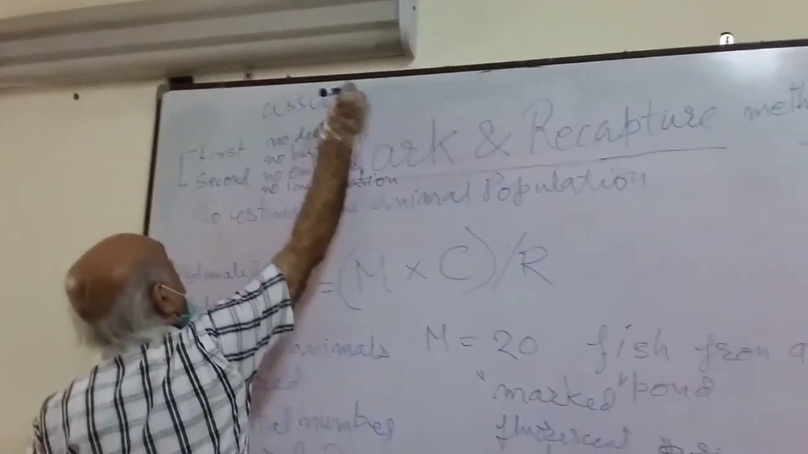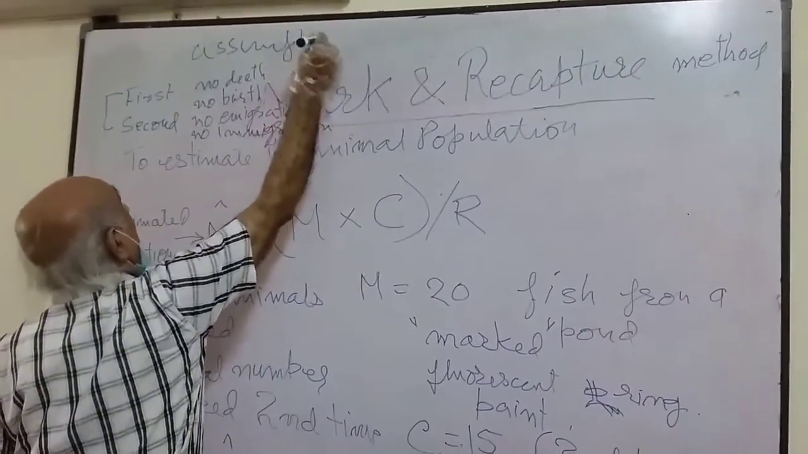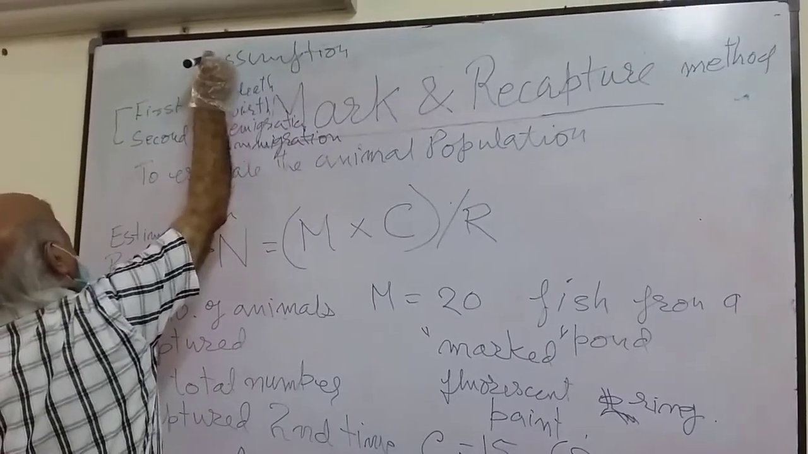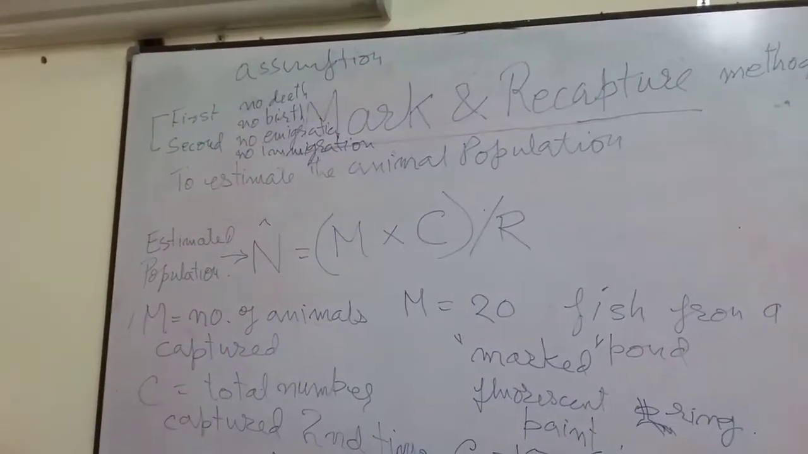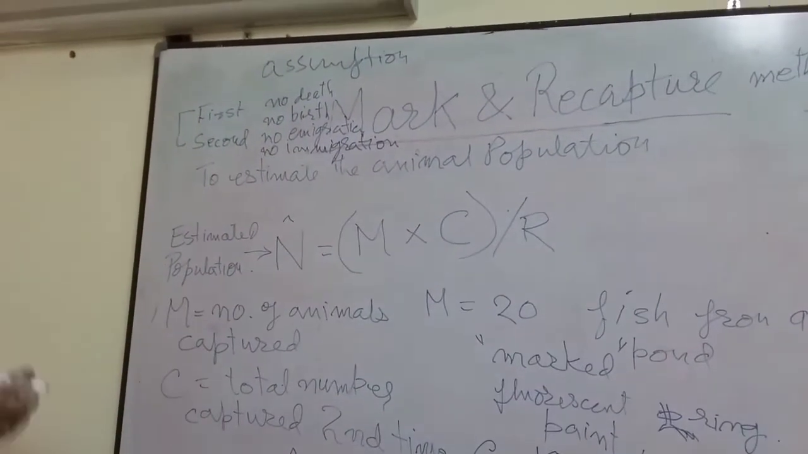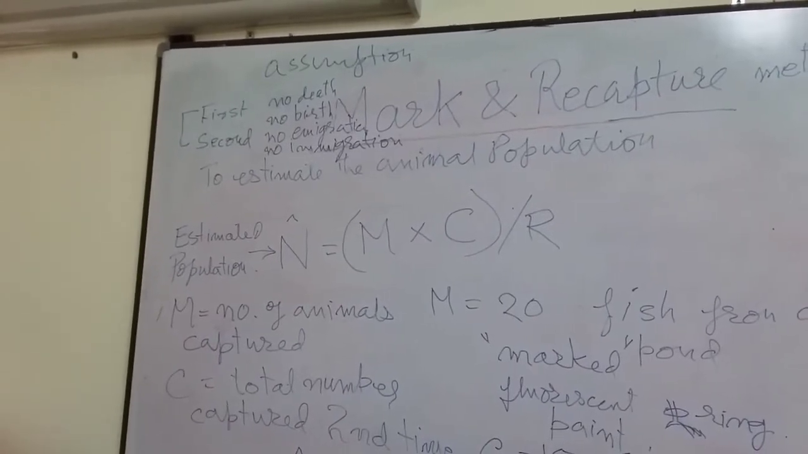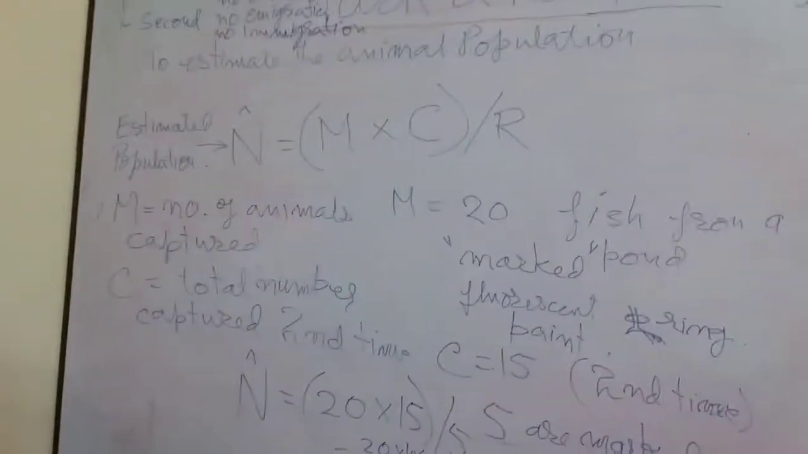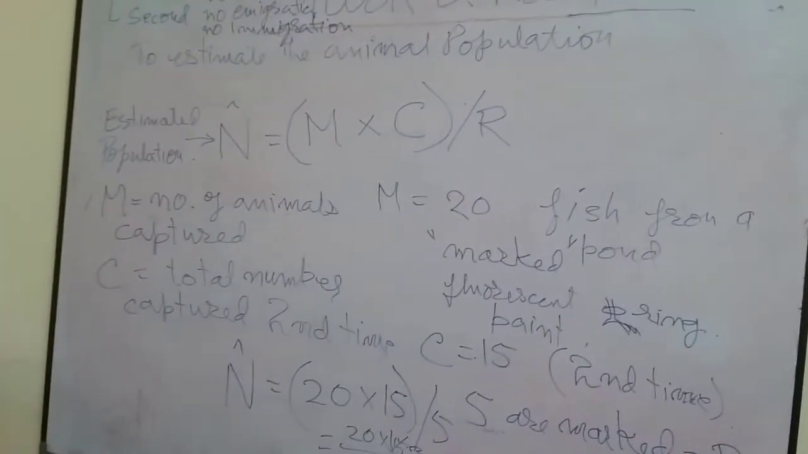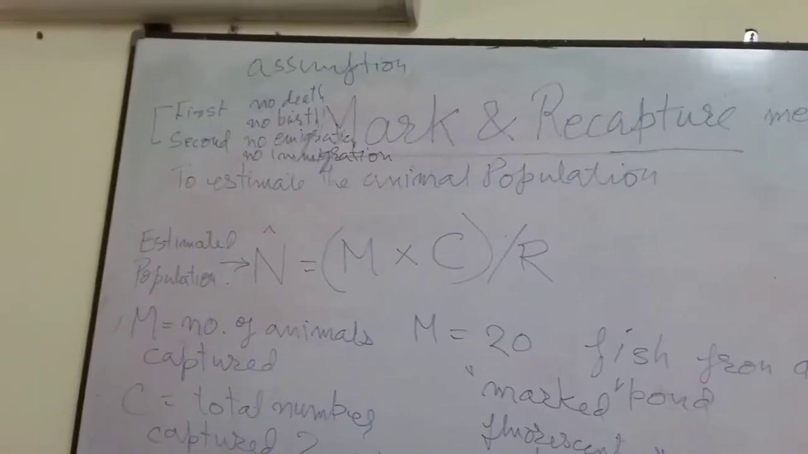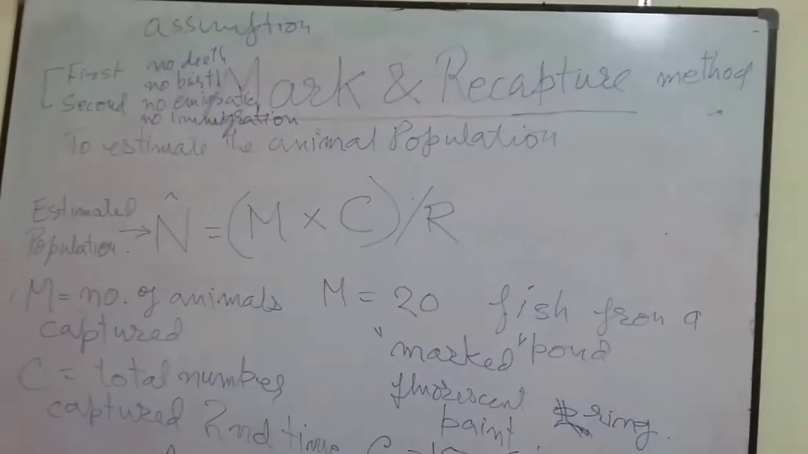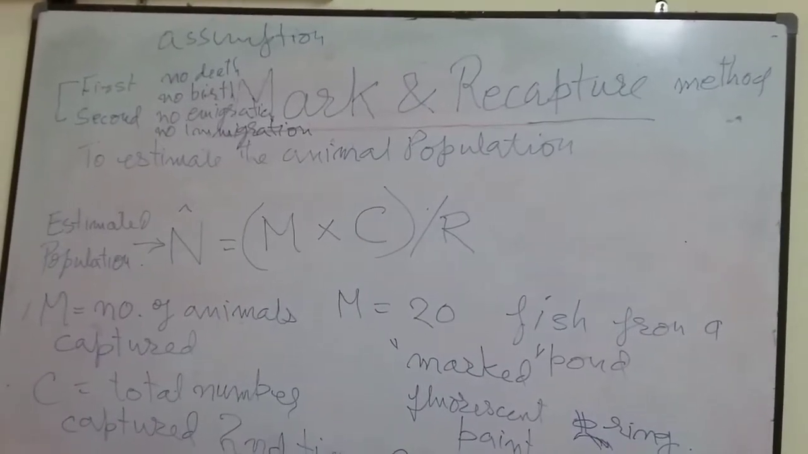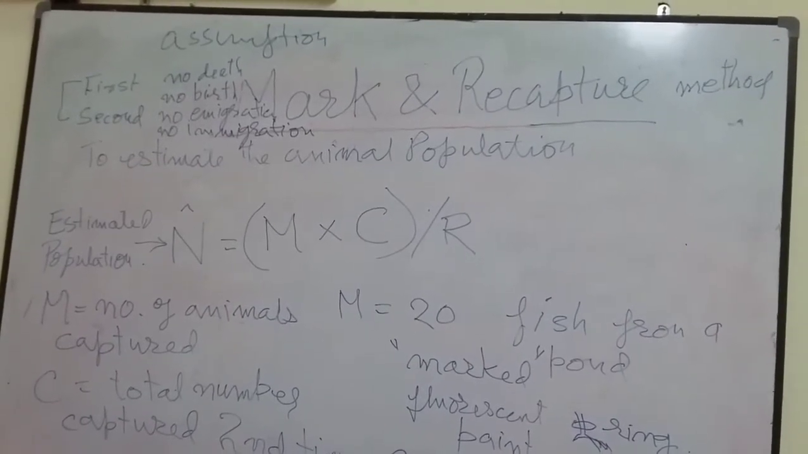We capture the animals 2 times. The first time and the second time is, say, after 3 or 4 days or a week. So the time between the first and second capture is small, and we assume that within this period there are no death, no birth, no emigration. That is the assumptions of this method. So this method has been found very useful for estimating the population of fish and birds.